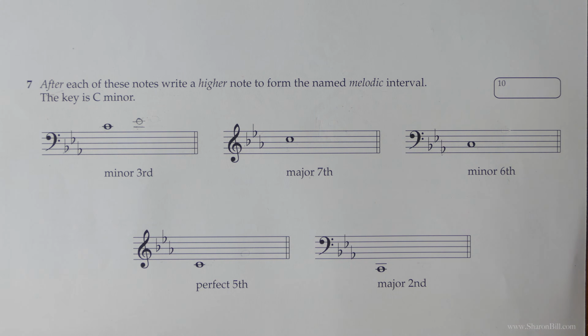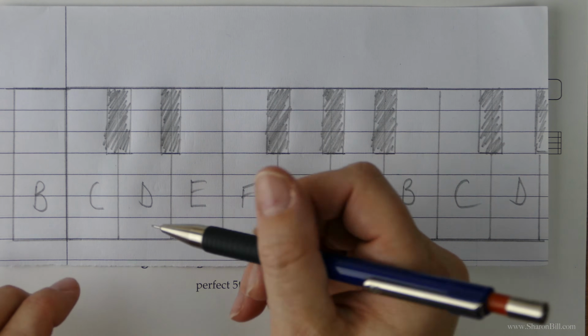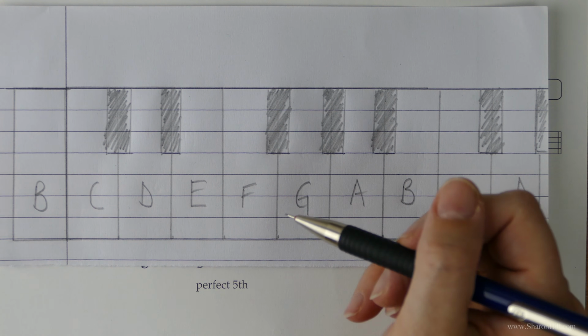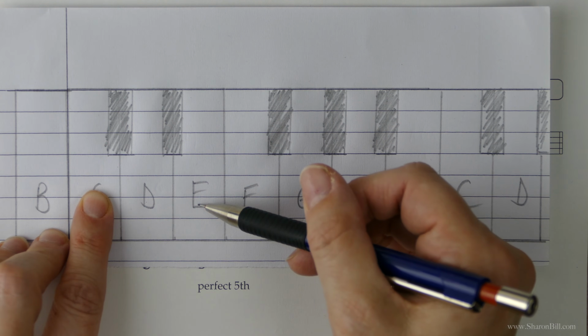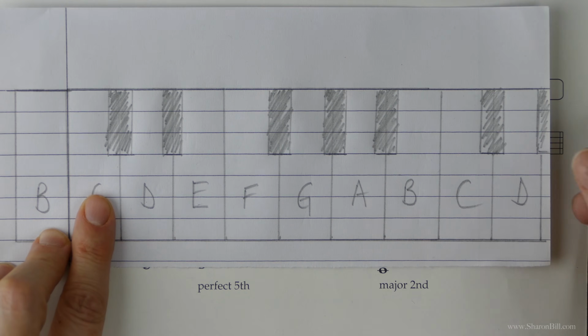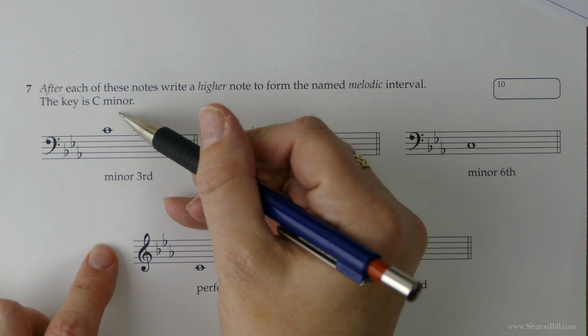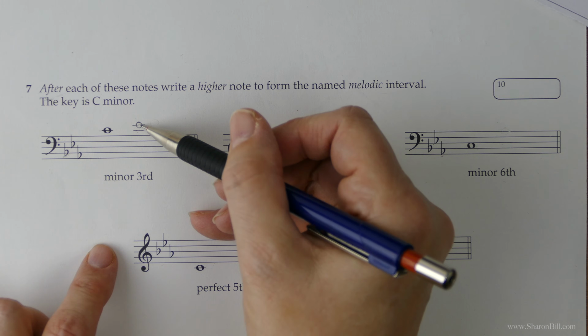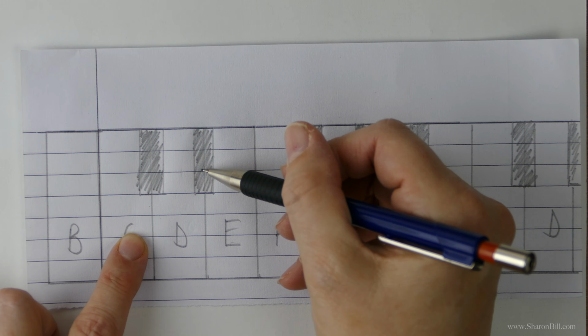1, 2, 3. And if you look at the picture of a piano keyboard, even if you don't play piano, this is a really helpful tool just to visualize these intervals. So you can see 1, 2, 3, that's our third. Now then we have a key signature of B flats, E flats, A flats. We're in C minor, so in actual fact this is an E flat. So we've gone from C to E flat, and that's a minor third.